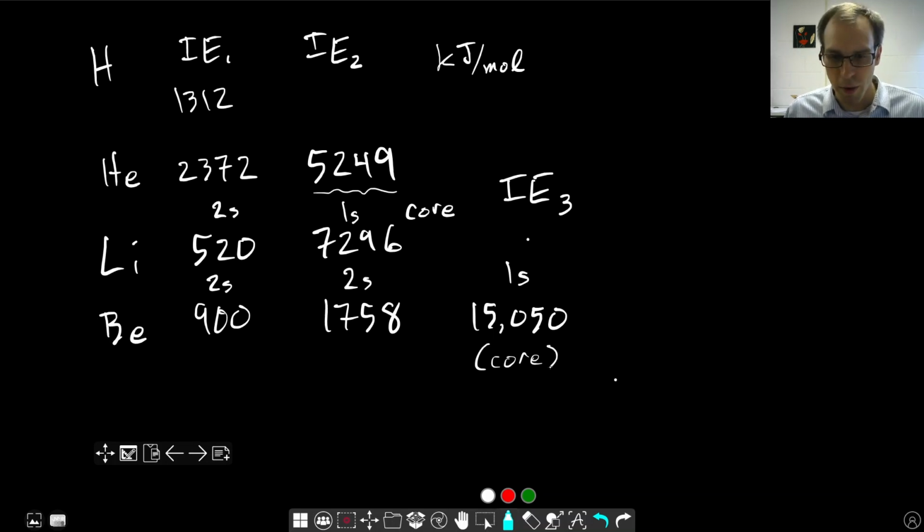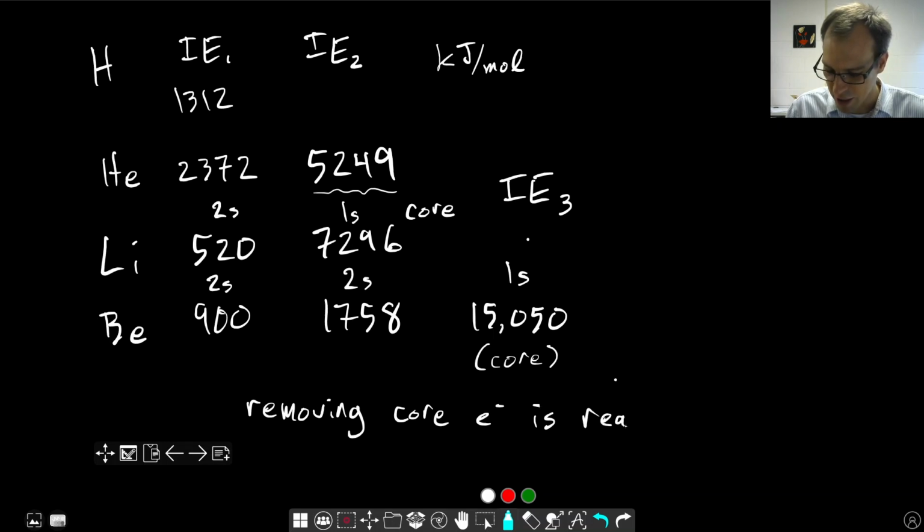We could look at this for additional elements, but the key idea here is that removing core electrons is really hard, and it takes a lot of extra energy to do that. So that concludes our video about ionization energy. In the next video, we'll talk about one more periodic trend for atoms, and that's looking at electron affinities, which is adding electrons to elements instead of taking them away.